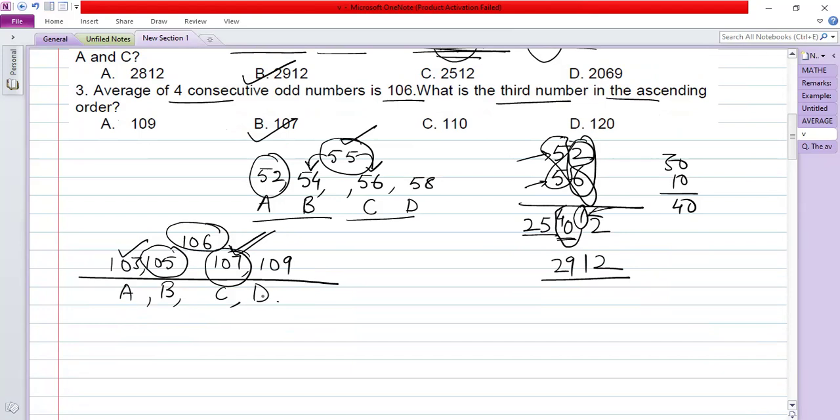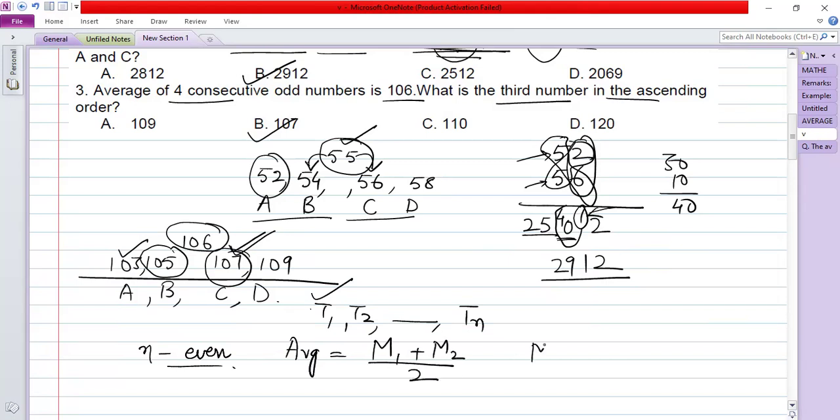So once again, please mind that if the number of terms is large and we have an even number of terms, T1, T2, up to Tn, and n is even, then the average of these n terms will be given by the first middle term plus the second middle term, divided by 2. So what will be the first middle term? The first middle term will be Tn by 2, meaning the n by 2th term. And the second middle term will be nothing but T of n by 2 plus 1.